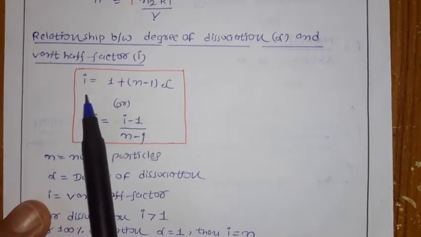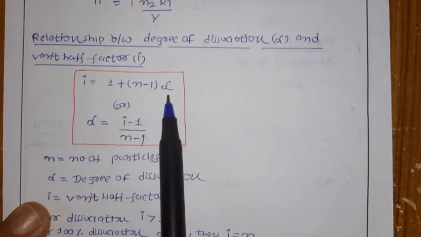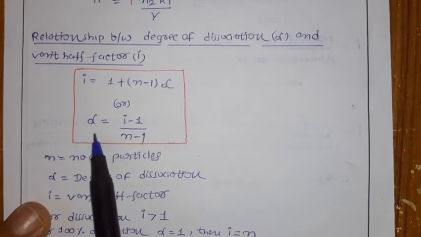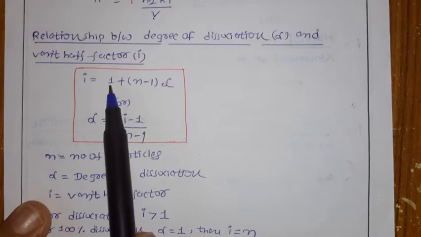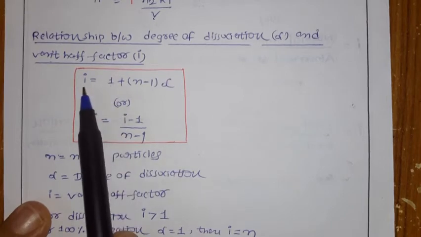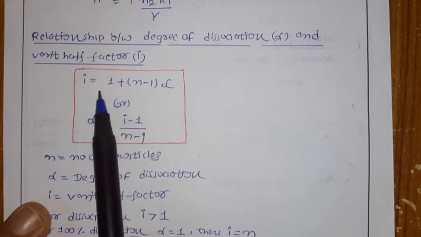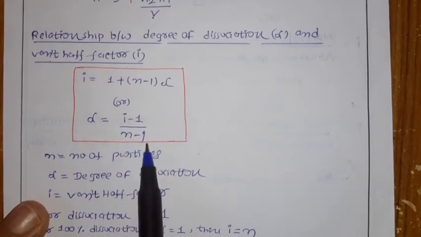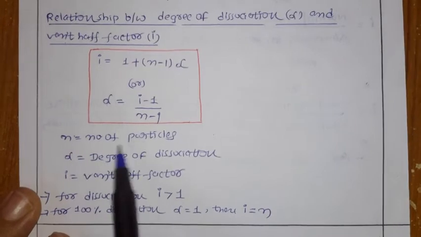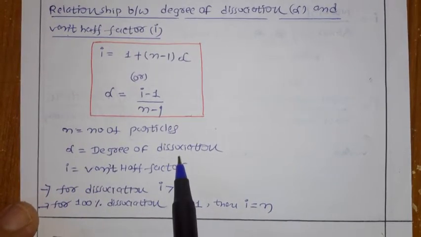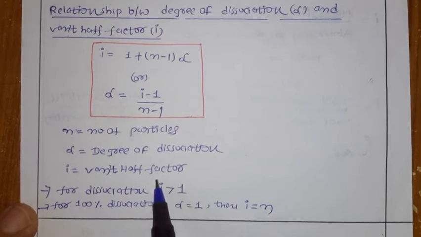Here we have the formula i = 1 + (n - 1)α. If you want α, just rearrange. As you know very well, if it goes to that side, it becomes i - 1, and the denominator is n - 1. So here n means the number of particles. I will go through an example also. α means degree of dissociation, and i means van't Hoff factor.